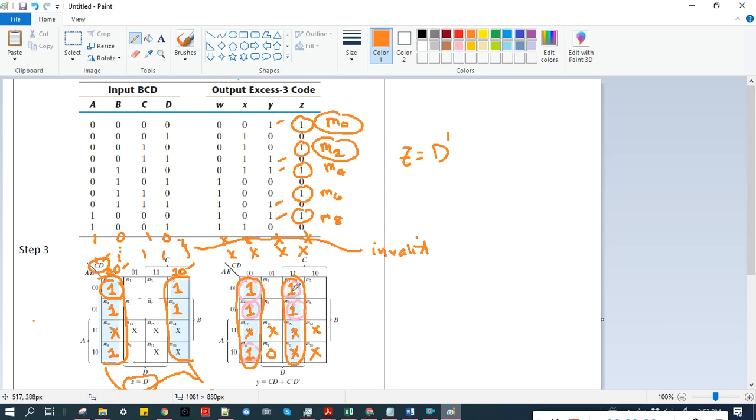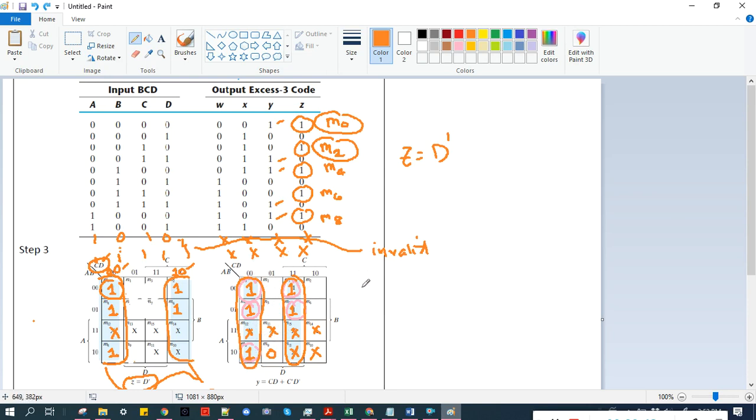But I think this is the best, because if we try to cover this, no, it's 0 here. It's don't care, so it's not possible. And what is the equivalent function? What is common?